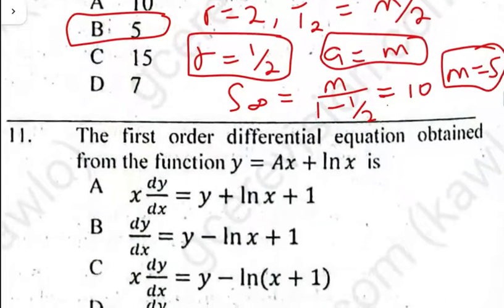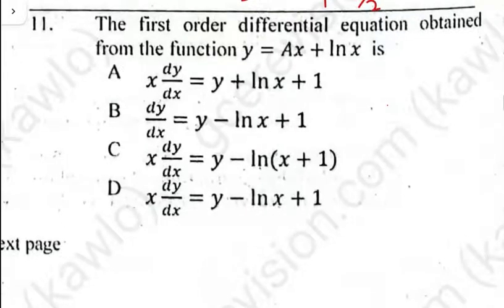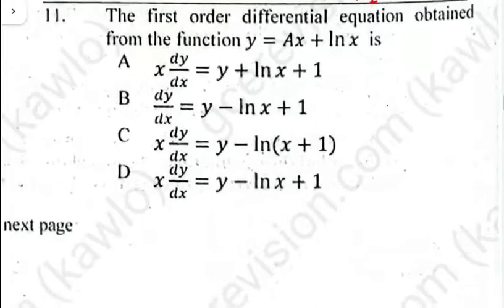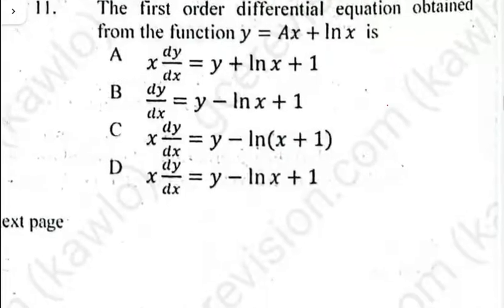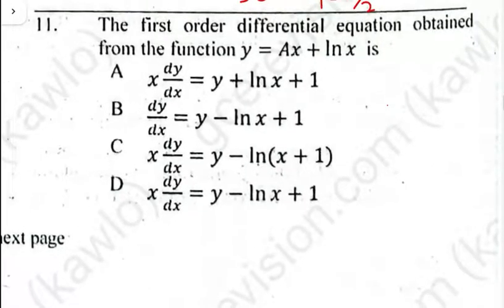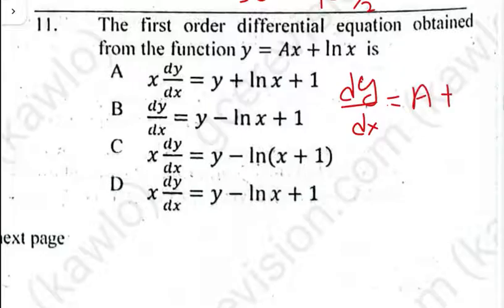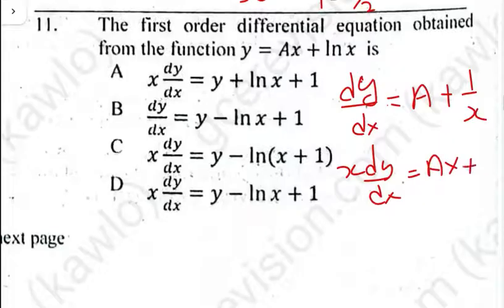Question 11. So the first order differential equation that we can obtain from the function y equals ax plus ln x is... So when we differentiate this, we are going to have dy/dx equals a plus, when you differentiate ln x, you have 1 over x, right? So we can multiply all through by x. You're going to have x dy/dx is equal to ax plus 1.